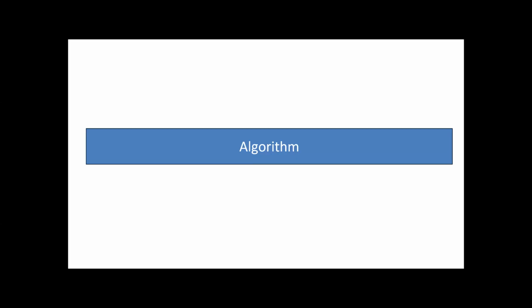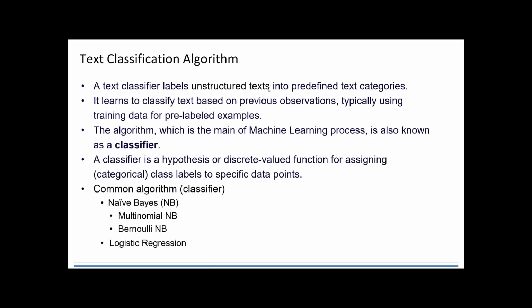In this video, I would like to explain the algorithm that we can use for text classification. For the text classification algorithm, we usually call it a classifier. A text classifier labels unstructured text into predefined text categories. So it means we have the text, and the text is unstructured, and we are going to predict it into some kind of categories.